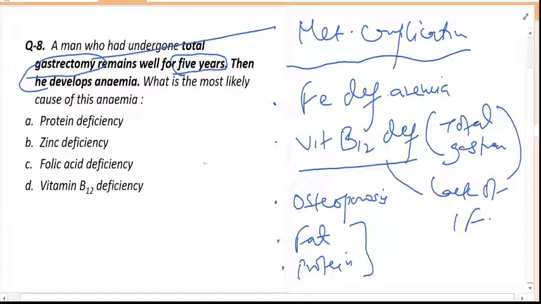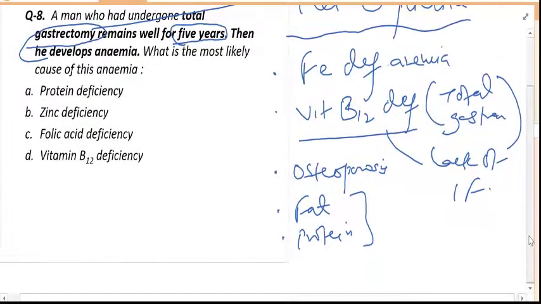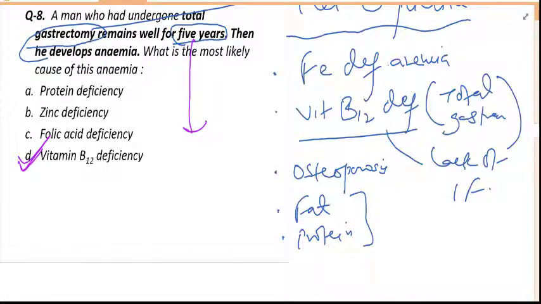For the initial 5 years, if you treat vitamin B12 deficiency, the vitamin B12 stores remain there for like 4-5 years. So after 5 years, if the patient develops anemia, it is because of vitamin B12 deficiency. If the patient develops anemia within a year, within 6 months, then it is mainly because of iron deficiency. After 5 years, mostly because of vitamin B12 deficiency. So in this case, the answer is vitamin B12 deficiency because of lack of intrinsic factor in total gastrectomy. In subtotal or distal gastrectomy, vitamin B12 deficiency is not that common.